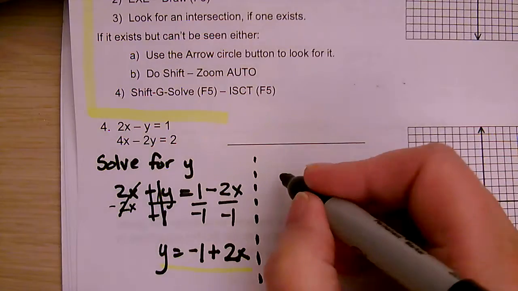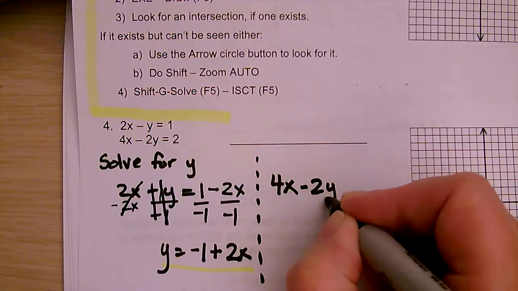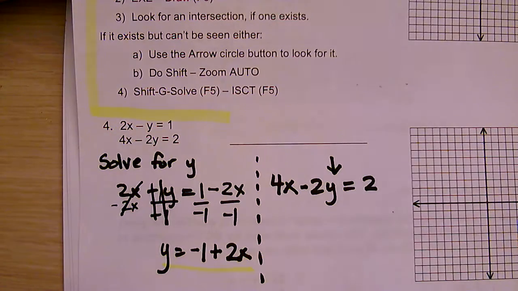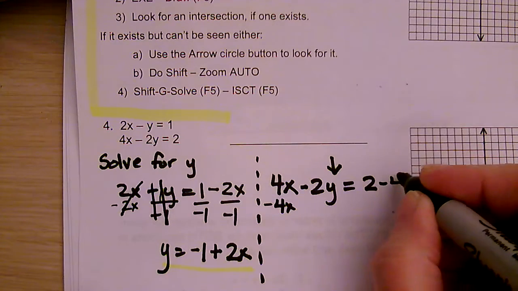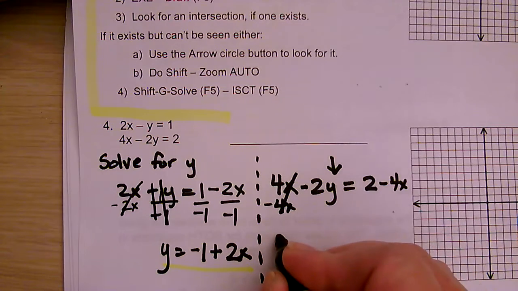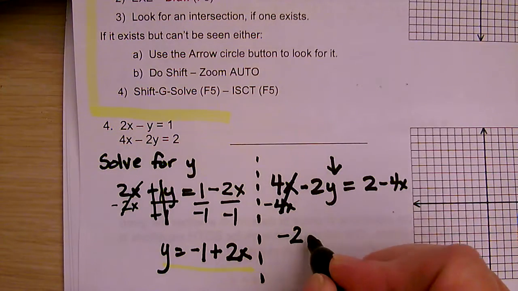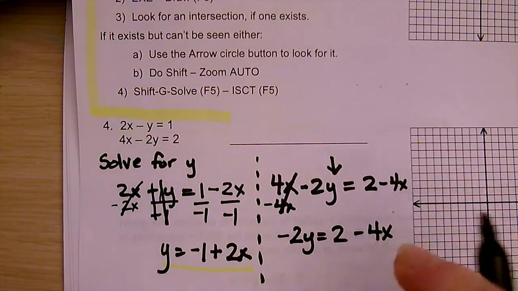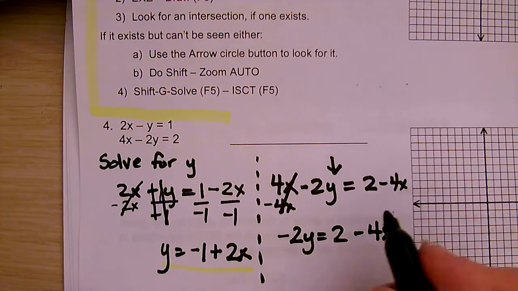So let's go over here, and I'm going to take this equation, 4x minus 2y equals 2. I'm looking for the y. So first step is to get rid of that 4x. Now this negative belongs to the 2, so don't forget it. Make sure you bring it along. So negative 2y is 2 minus 4x.